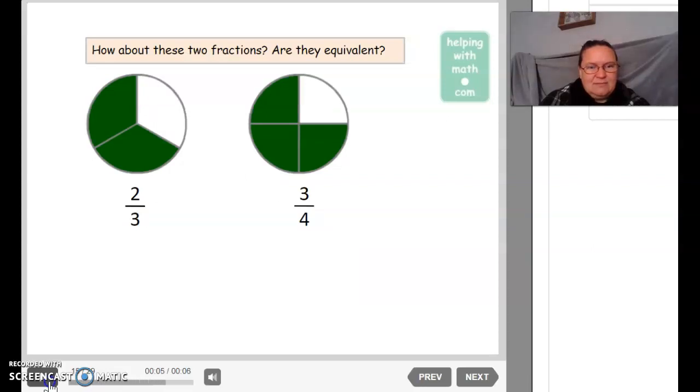Are they equivalent? So let's have a look, because it's very difficult by just looking at the picture to see if they're equivalent or not. There's nothing I can times 2 by to get to 3, or divide 2 by to get to 3. And there's nothing I can times 3 by to get to 4, or divide 3 by to get to 4. So I don't think these are equivalent. Let's have a look.